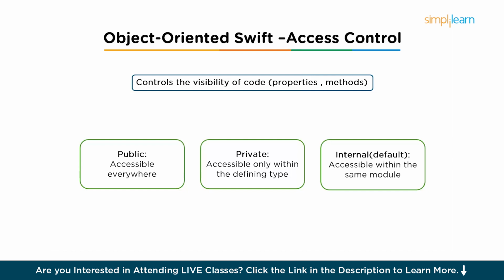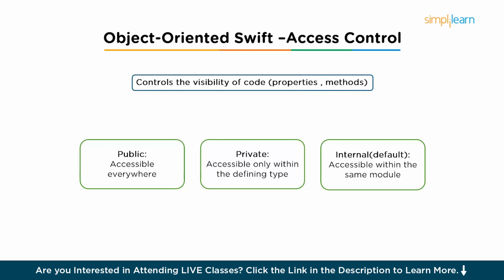In public, entities declared as public are most accessible. They can be accessed from anywhere within the same module and also from code in other modules that import your module. In contrast, private is the most restrictive access level. Entities declared as private are only accessible from within the defining type. This means they can only be used by code inside the class or structure where they are defined.